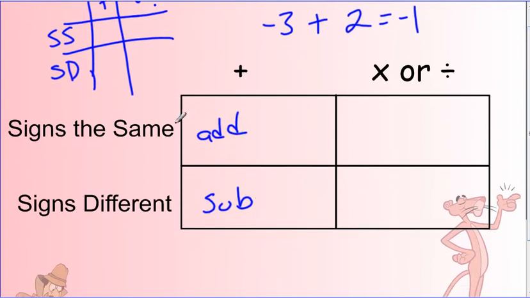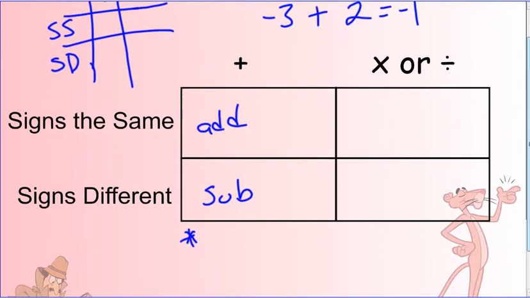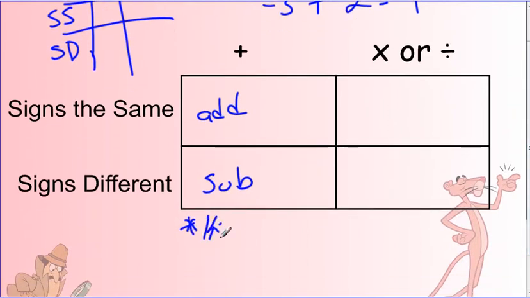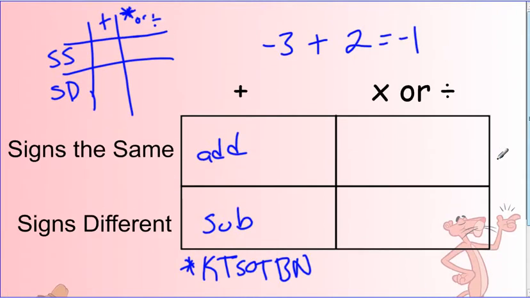So if the signs are the same, you add; if the signs are different, you subtract. And then I'm going to do the abbreviation and then I'll write it out. KSBN. This stands for, and I'm going to write it a little bit prettier, keep the sign of the bigger number. So for example here, negative 3 or negative 2, there are more negatives than positives, so the answer is negative. You kept the sign of the bigger number.